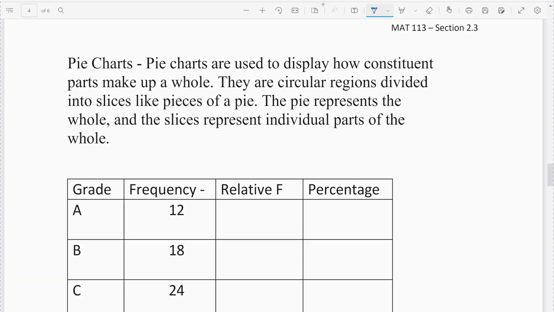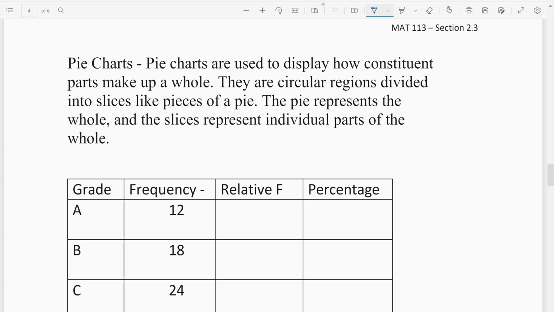Alright, so this video is over pie charts and how pie charts work with percentages. So it's pie charts with percentage values, finding percents or working backwards from percents. Alright, so a pie chart, if you don't know, is used to display, when we have a full group of things, how they relate to one another.